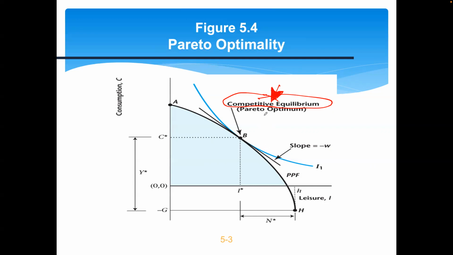The second welfare theorem just says, take the Pareto optimum. From there, you can construct a competitive equilibrium. To construct such a competitive equilibrium is very simple. You just choose a wage equal to the marginal rate of transformation. And then you send the signal to the market. The market is going to clear. Everything is going to clear.